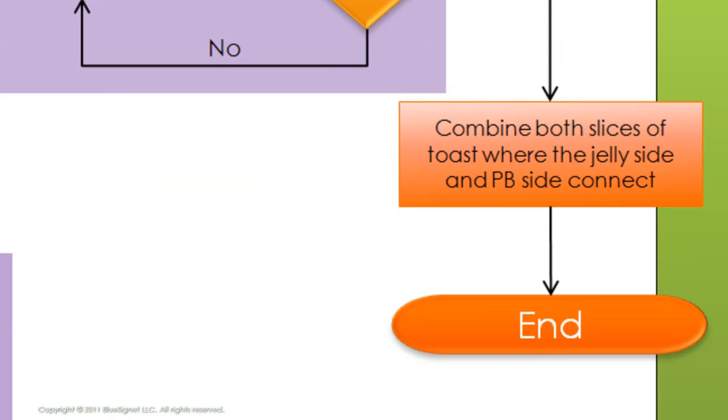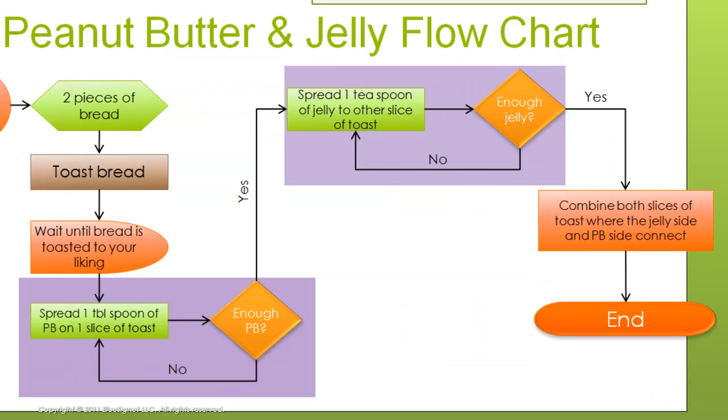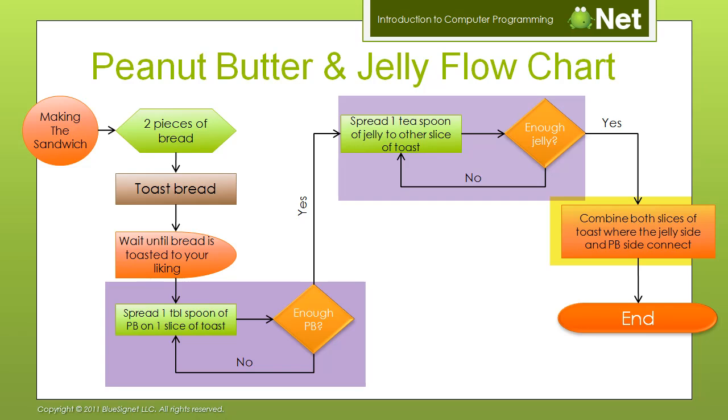And now, this is where it all comes together. We have a process. The process is, now that we've made the decision for the peanut butter that we want, we've made the decision for the jelly that we want, and we have 2 pieces of toast with peanut butter on 1 piece of bread and jelly on the other piece of bread, we then combine the 2 slices of toast where, and this is important because if you do this backwards, you're in trouble, the jelly side and the peanut butter side connect.